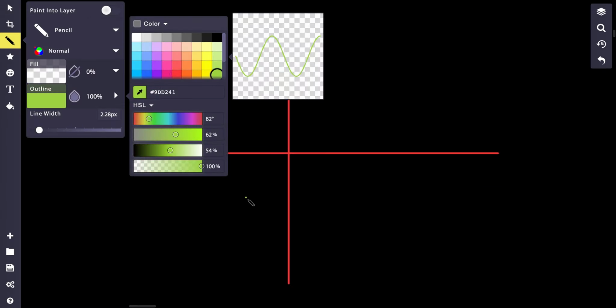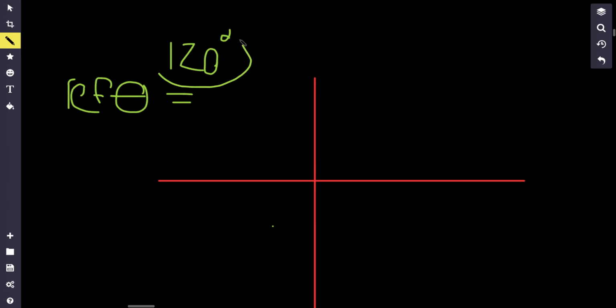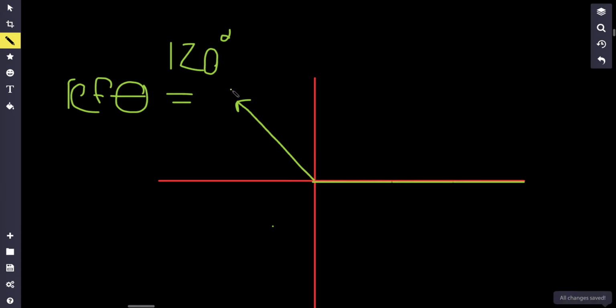Let's say I have a 120-degree angle. What's the reference angle in this case? Well, look, I know the angle 120 is going to be in the second quadrant. When I create this angle, I know it's going to be right over here.